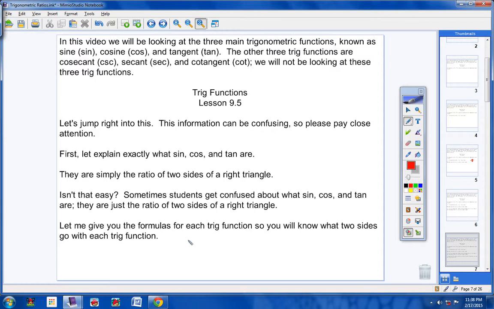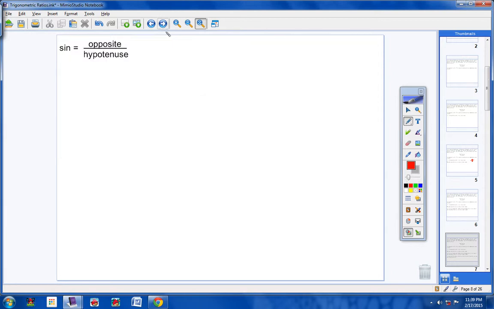Let me give you the formulas for each trig function so that you will know what two sides go with each trig function. Let me show you what I mean. Copy this down, please. When I ask you to find the sine of a given angle, you put the opposite side over the hypotenuse.